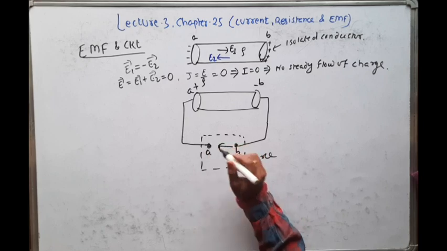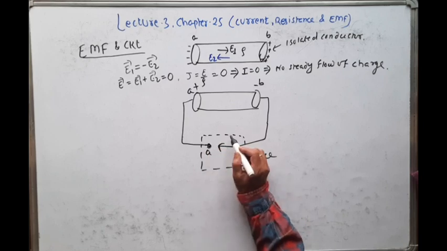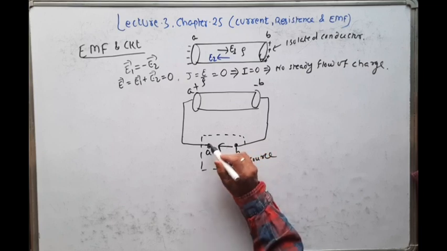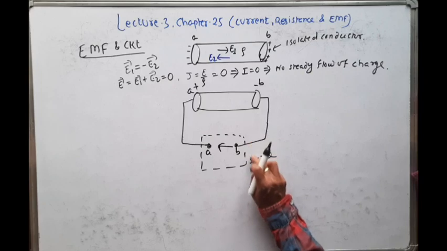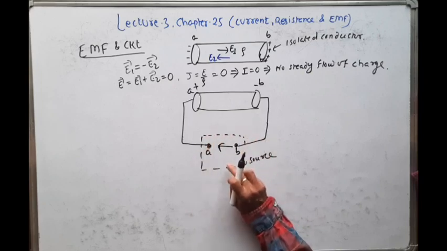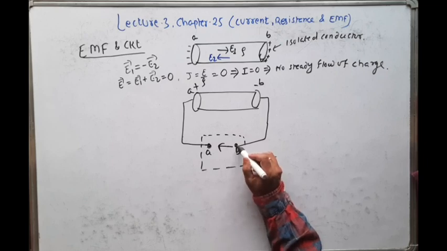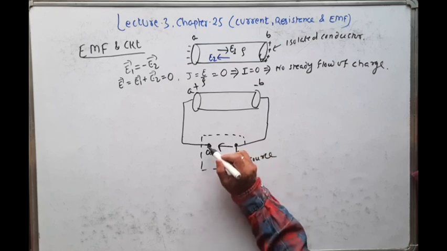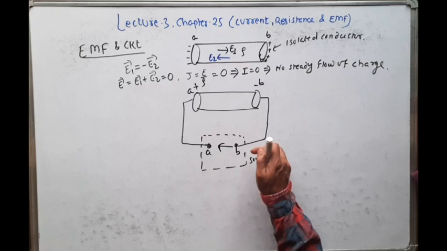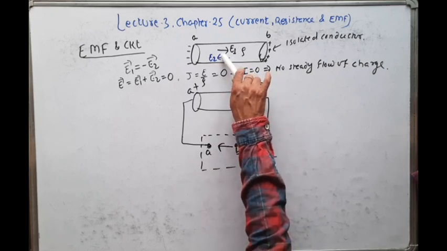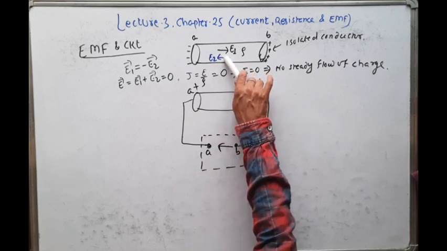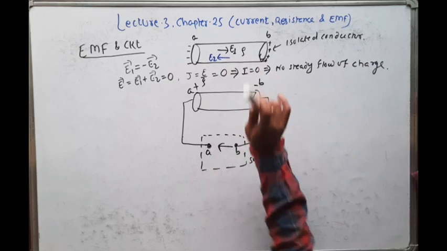To A side. That means the role of the source is to send the charge from lower potential to higher potential. That is the objective of the source. So the source will send the charge from lower to higher potential end, so that this opposing electric field, that is E2, cannot be produced.